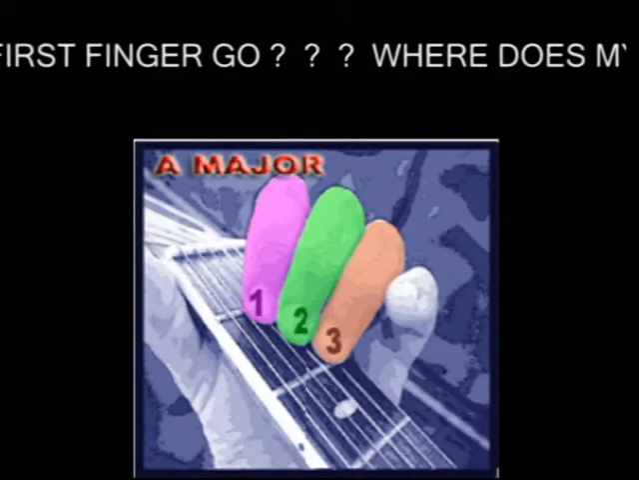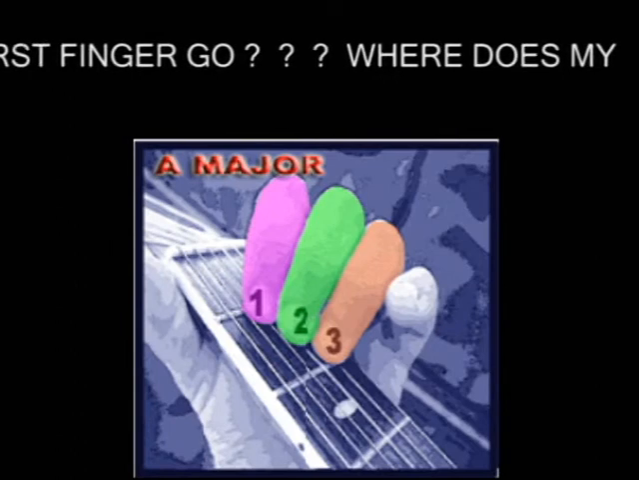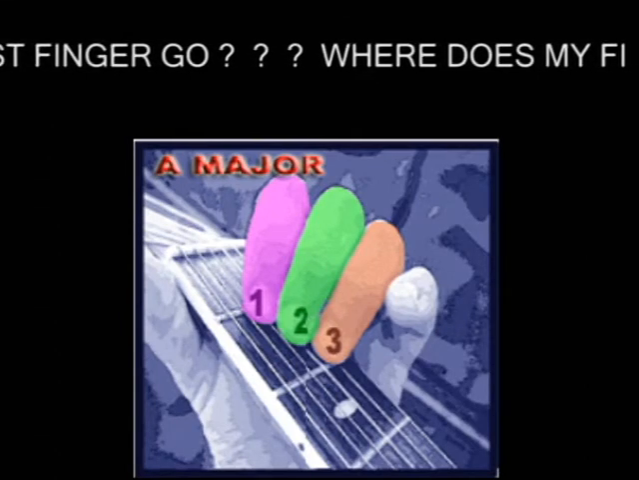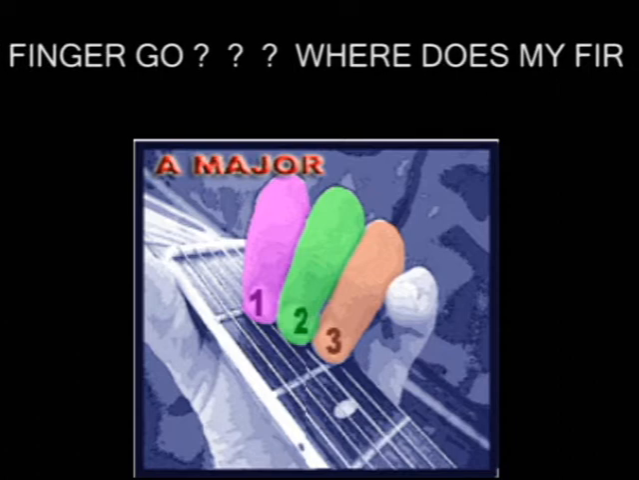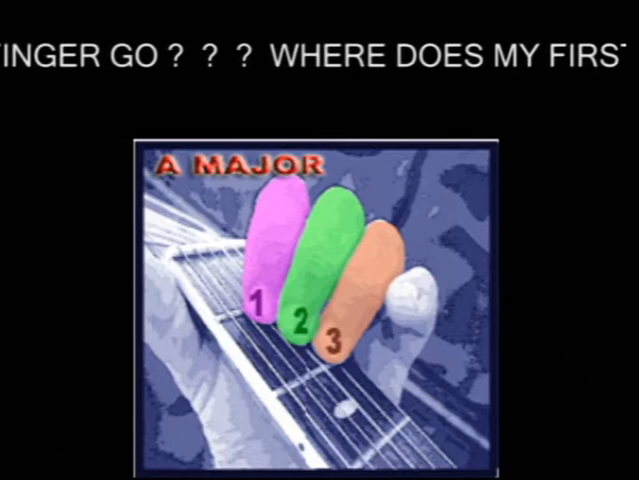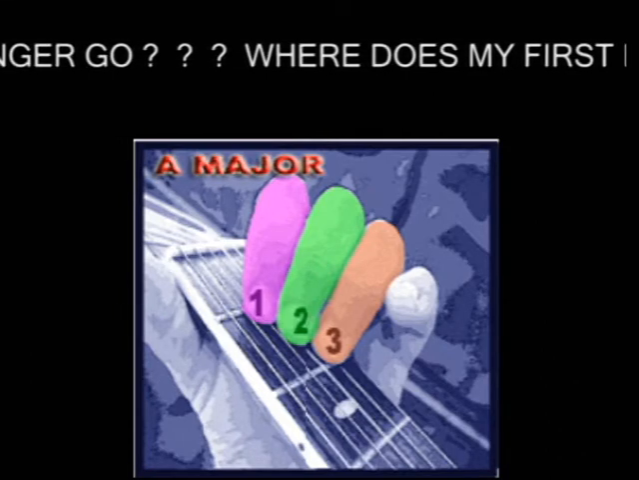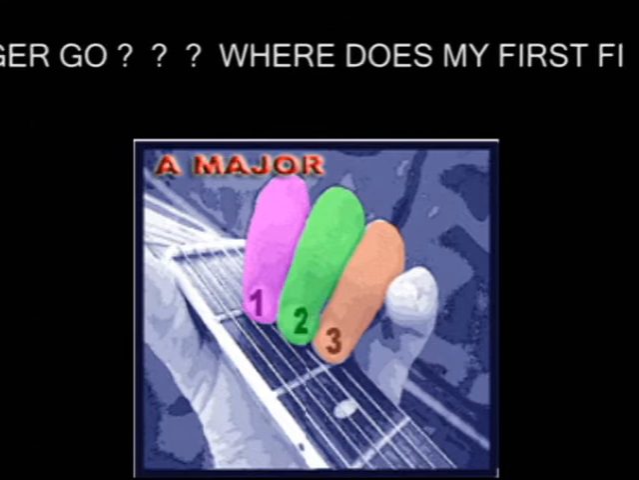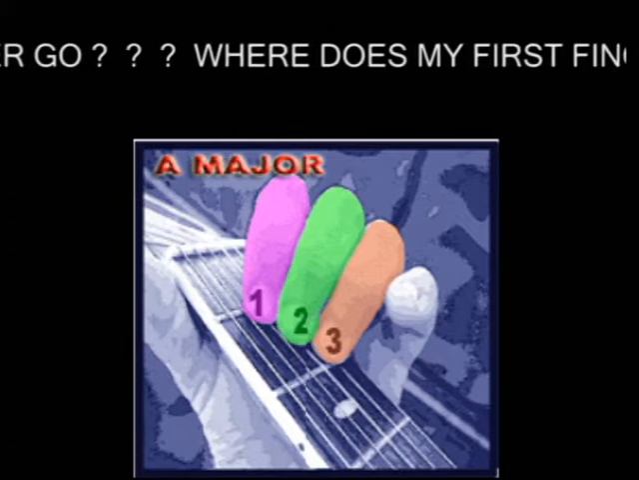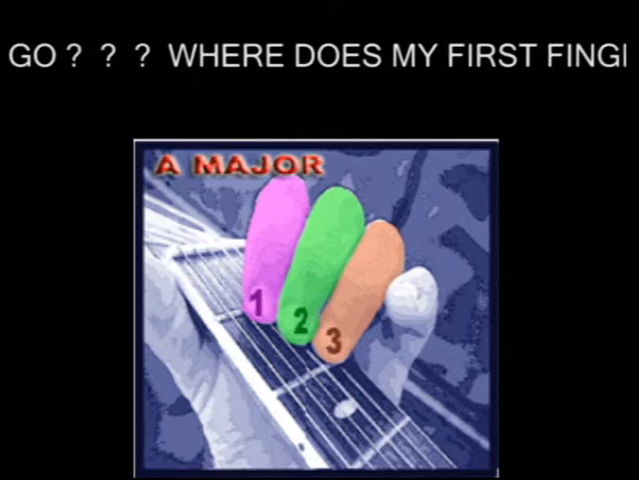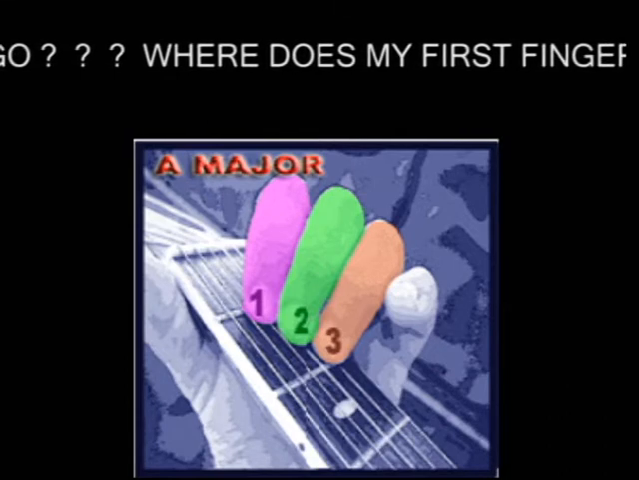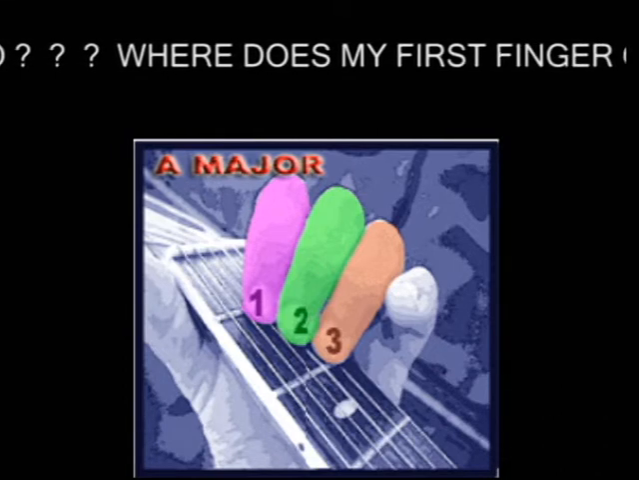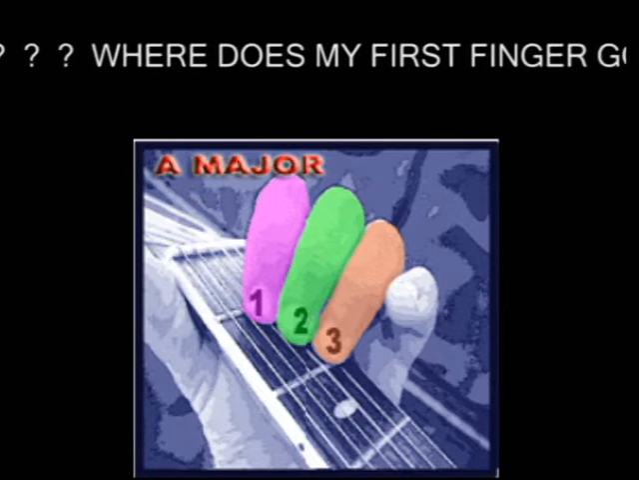Now let's apply that thinking to good old A major. Where does my first finger go? It goes on fret 2 of the D string. Fingers 2 and 3 line up neatly on the same fret, each taking their own string. When you get finger 1 on fret 2 of the D string, if you've been visualizing, if you've been verbalizing, fingers 2 and 3 will magically fall into place.